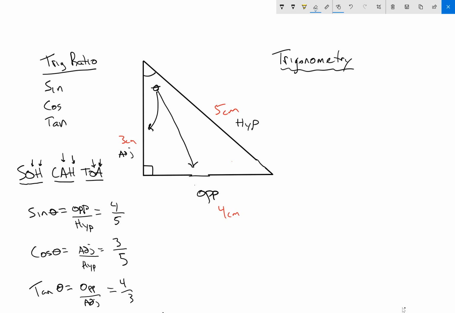Now, here's a thing that throws people off. If we have a triangle that looks like this, and I suddenly want to look for a different angle, not this angle right here, but this angle right here, let's call it theta. We can do that because theta is just a variable. So now I'm looking for this angle.